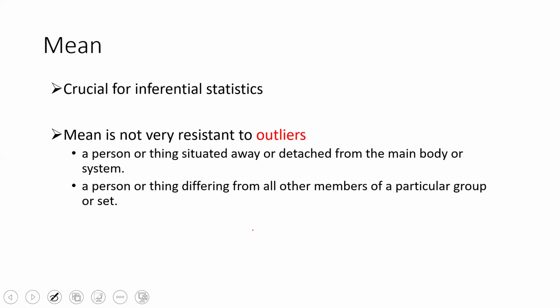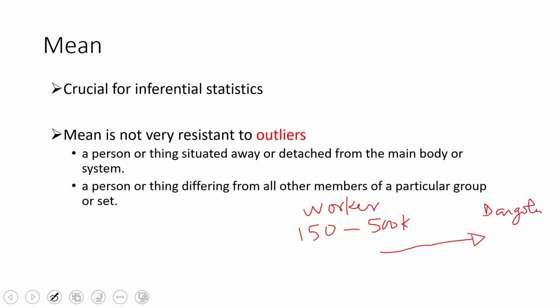So let's assume all of us in this class are workers earning a salary. Possibly our salary might range from, let's say, 150 to maybe 500,000 per month. We can find our average. But the moment you bring somebody like Dangote here, it has scattered our data, because it will now move our mean forward, and that is not the truth. So mean is not resistant to outliers.